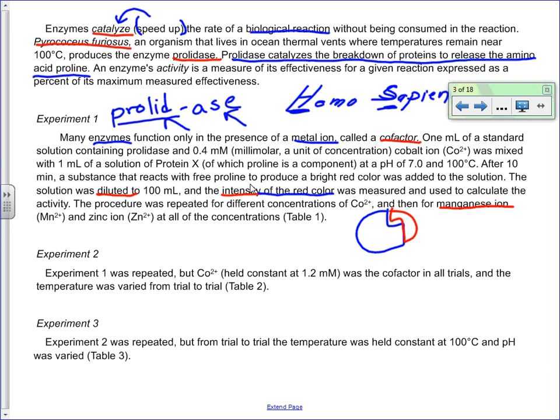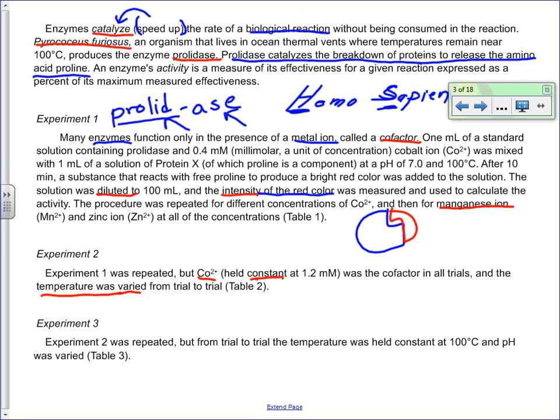Fantastic. Experiment 1 was repeated, but CO2 plus was held constant at 1.2 millimolar as a cofactor in all trials, and the temperature was varied from trial to trial. Excellent. Does anyone have any words here that jump out at them that we should define before we move on? I want to just highlight 2. What do we mean by the word constant? Kept the same. Fantastic. What do we mean by the word varied? Changed. All right, so in this case, CO2 was held constant this time, and the temperature was changed. Last but not least, let's get through the last paragraph.